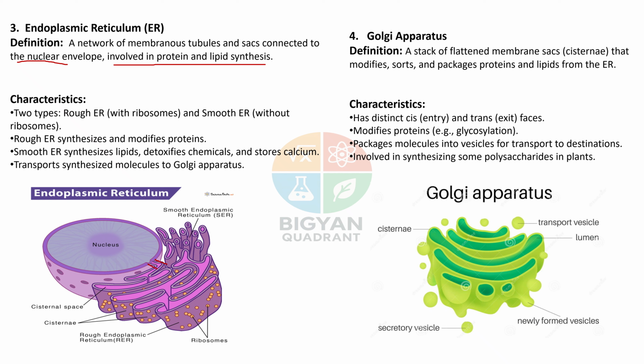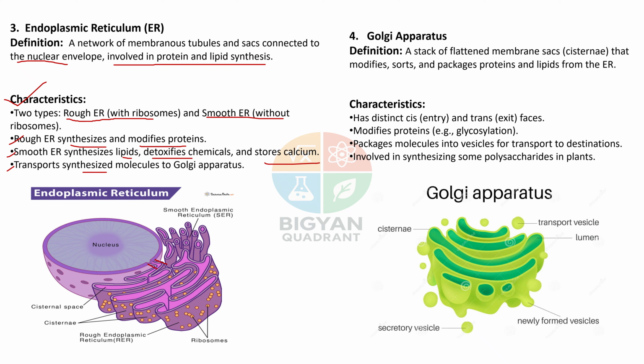And what are the characteristics of the endoplasmic reticulum? There are two types: one is rough endoplasmic reticulum, and the other is smooth endoplasmic reticulum. The rough endoplasmic reticulum has ribosomes, and the smooth endoplasmic reticulum does not have ribosomes. The rough ER synthesizes and modifies proteins, and the smooth ER synthesizes lipids, detoxifies chemicals, and stores calcium. It also helps transport and synthesize molecules to the Golgi apparatus.